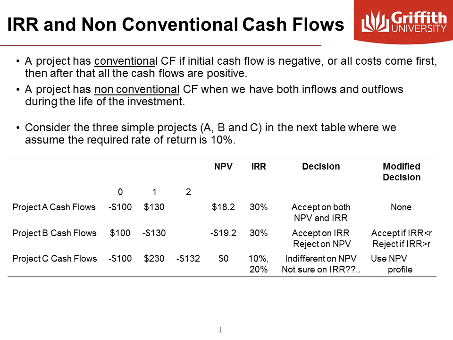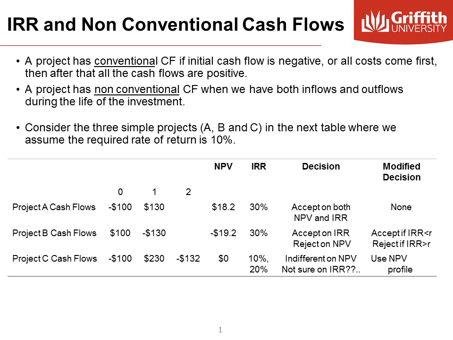A project has conventional cash flows if the initial cash flow is negative, or all costs come first, and then after that all cash flows are positive. Then there is a relationship between NPV and IRR for such a project. If the NPV is positive for some required rate of return, then the internal rate of return will be greater than this required rate if cash flows are conventional.